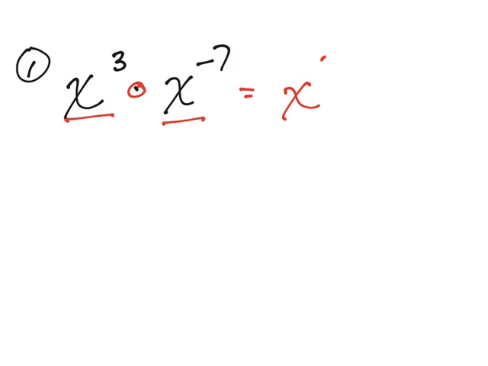So first, if I have x to the third times x to the negative seventh. Now, as we recall, we are multiplying, same base, so we add the exponents, 3 plus negative 7. So now we get into adding with integers. 3 plus negative 7. Well, the signs are different, so I subtract. 7 minus 3 is 4. 7 is bigger and it's negative, so my answer is x to the negative fourth.